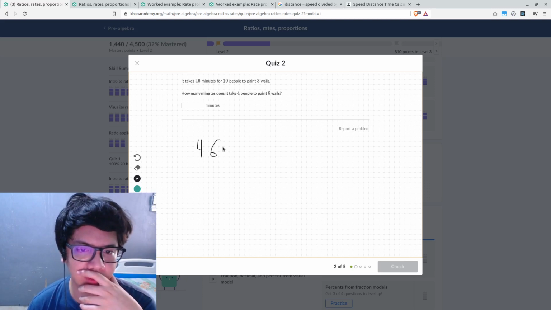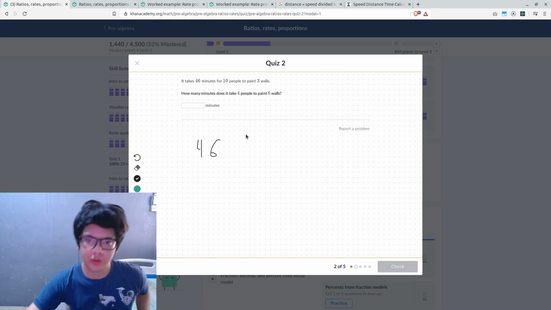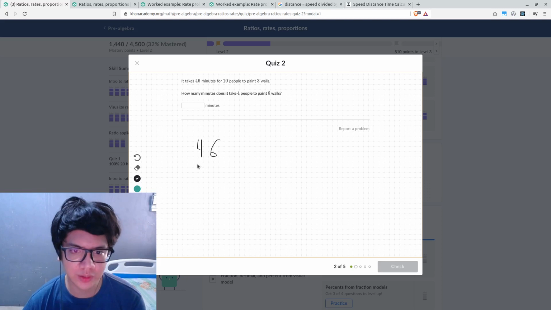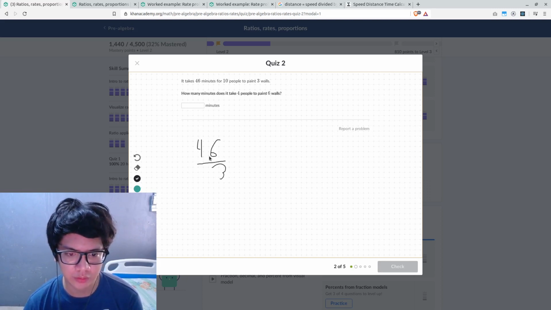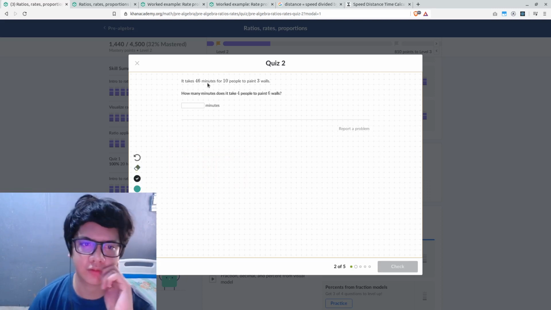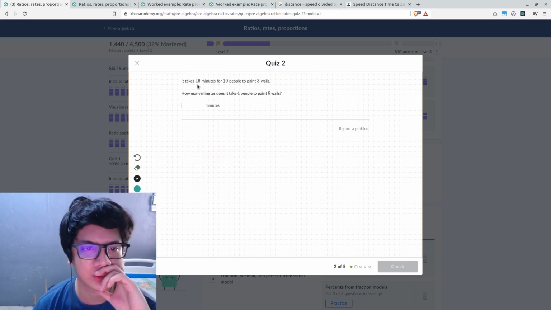46 for 10 people to paint 3 walls. For one guy. Let's see. If you divide that by 3, you can't even divide this by 3. What the fuck? 46 is not divisible by 3. It's 10. No, what the fuck? This is hard.